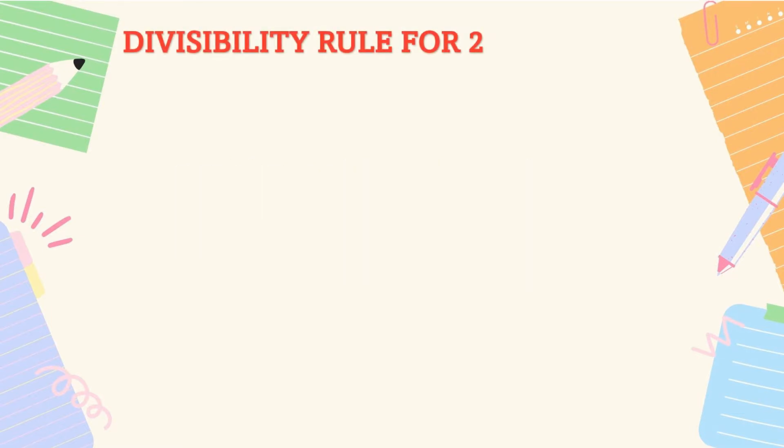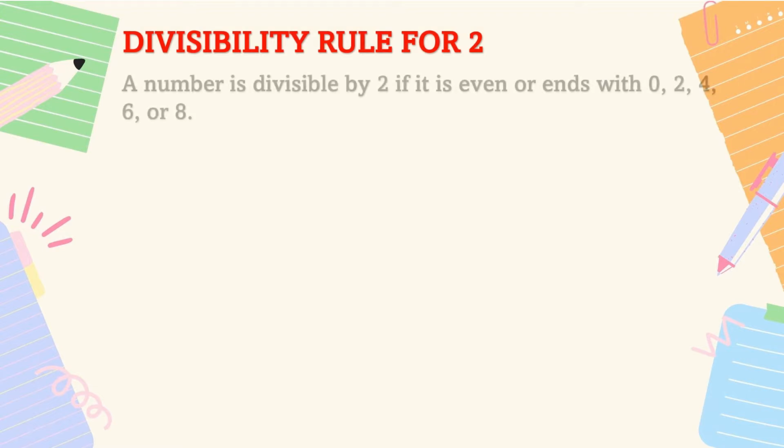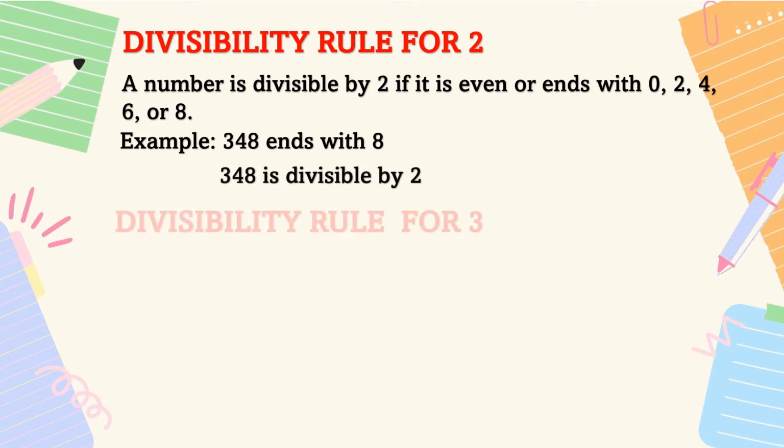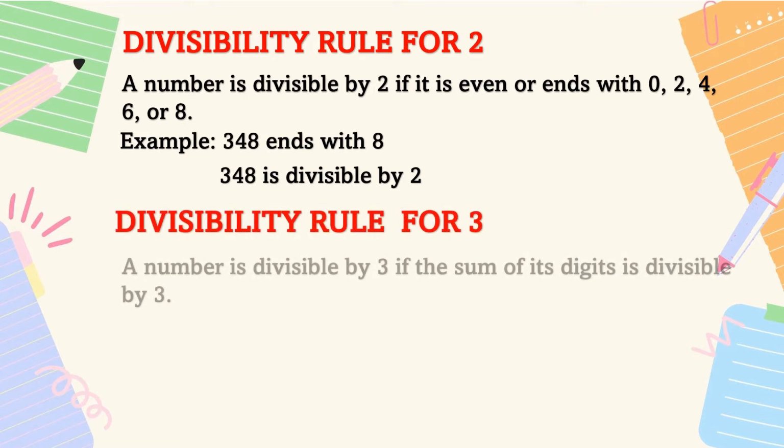A number is divisible by 2 if it is even or ends with 0, 2, 4, 6, or 8. For example, 348 ends with 8. Therefore, 348 is divisible by 2. Now, let's have divisibility rule for 3.